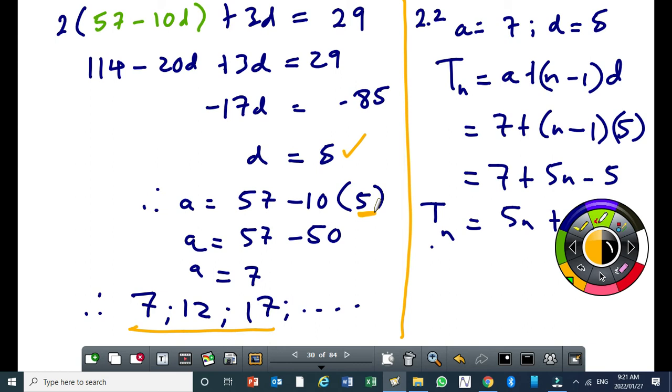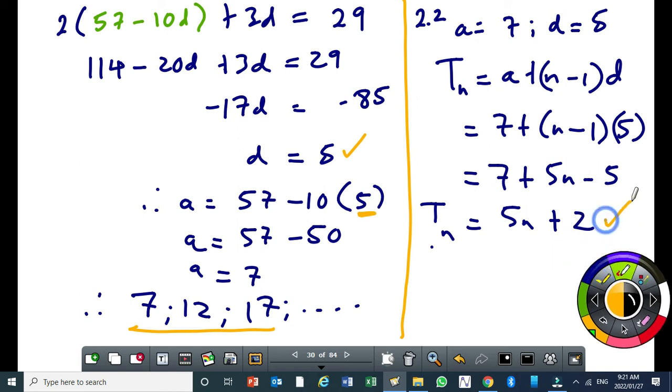Now, once you are able to determine A and D, then the next question should be easy, because we need to find the nth term of the sequence. Okay? Now, 2.2 is more like a grade 10 question, because you can use your grade 10 knowledge to do it. Right? So A is 7, D is 5. Then you use the grade 12 formula, or you can use the grade 10 one. Tn equal to A plus n minus 1 times D, you simplify, and you get Tn equal to 5n plus 2. Okay, it's not difficult.